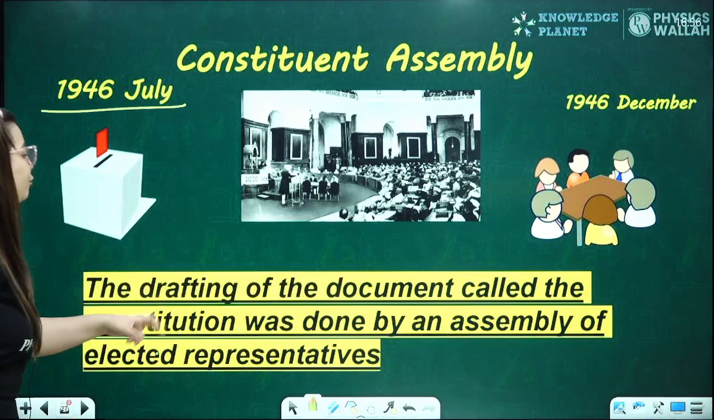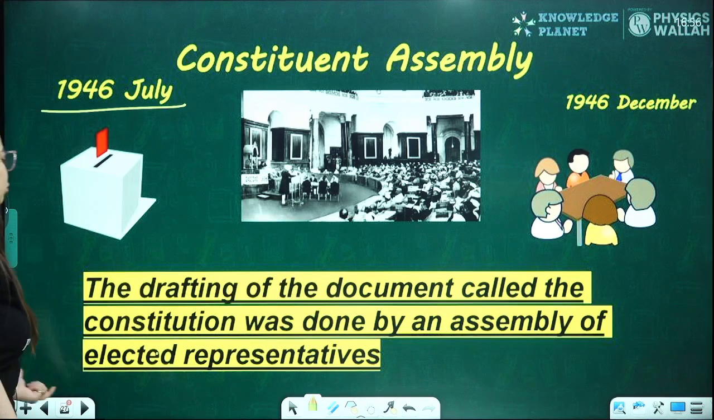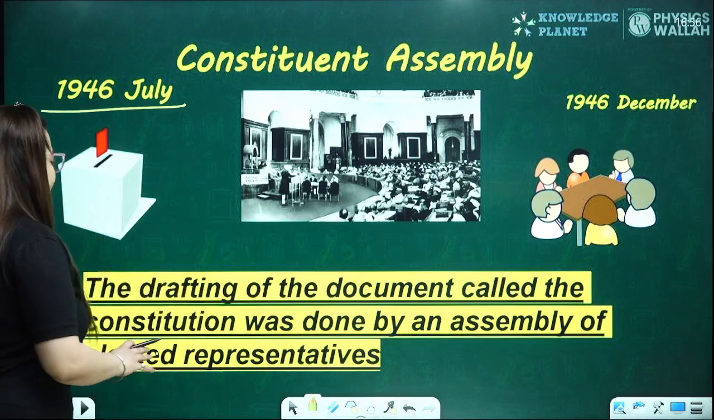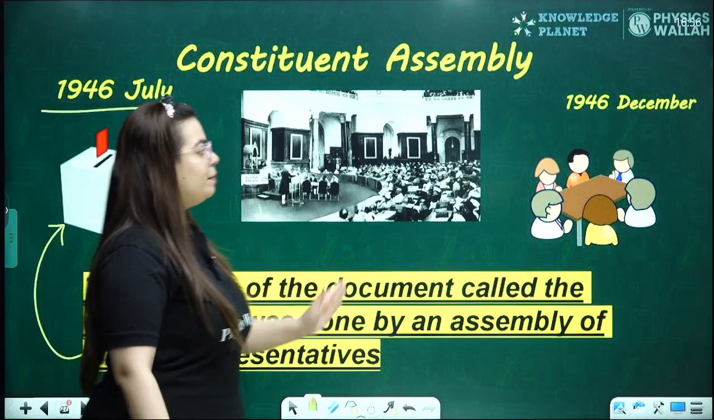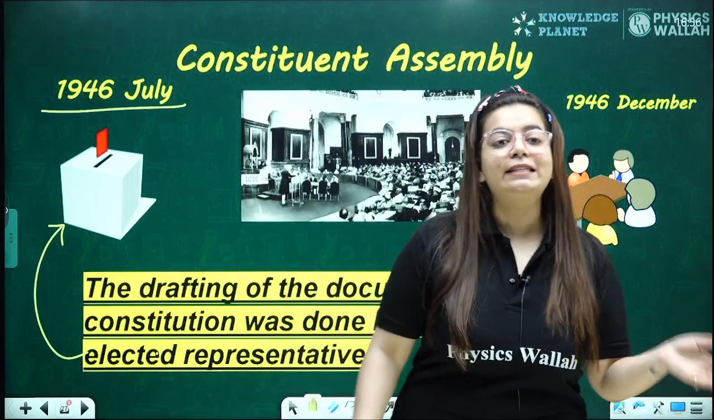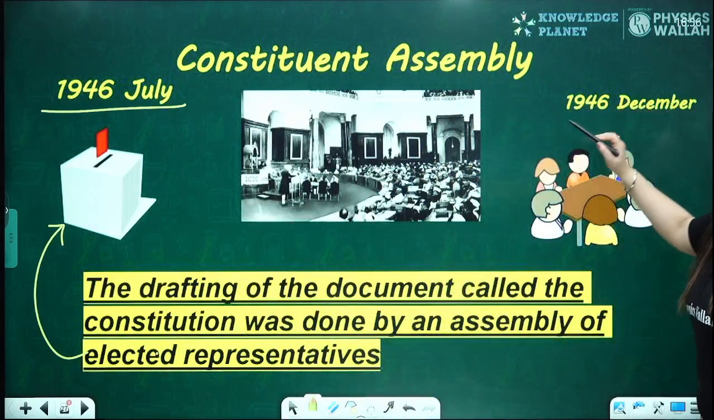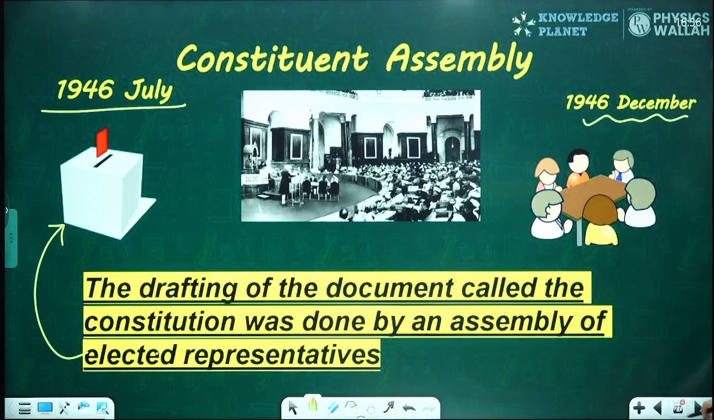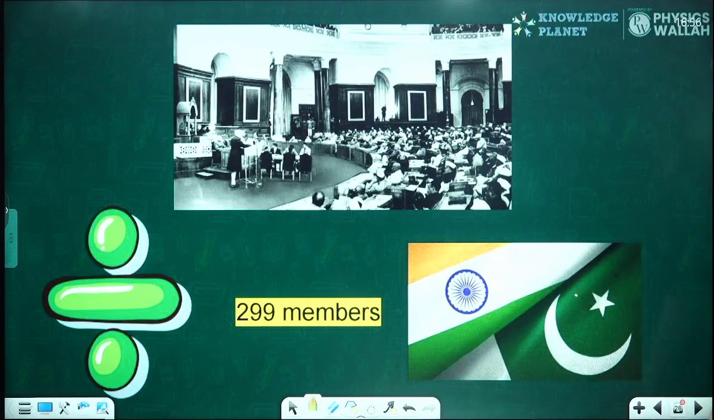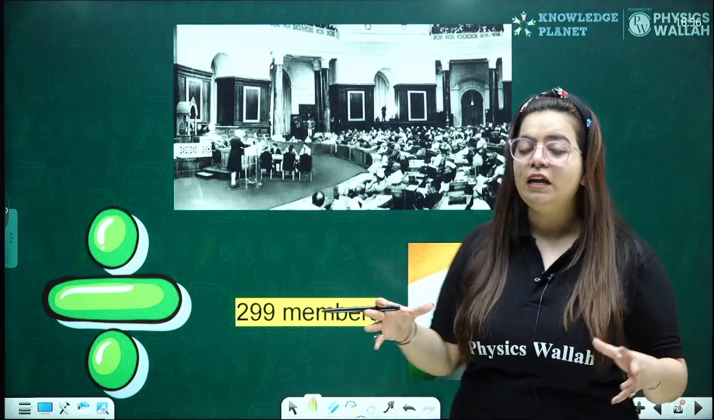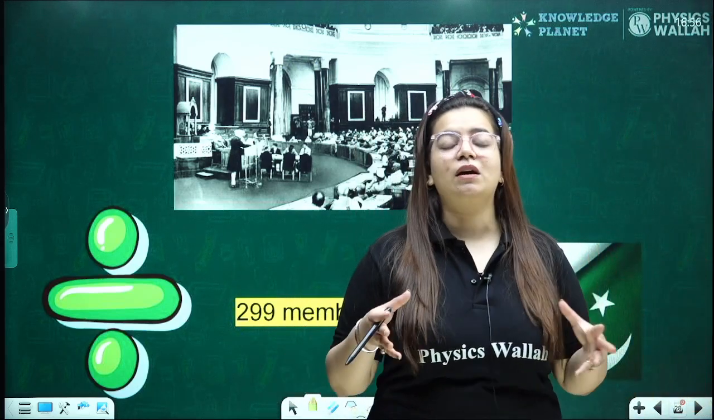The drafting of the document called the constitution was done by an assembly of elected representatives. These are all elected representatives, and the second meeting happened in December 1946. So the first meeting was in July and the second in December. Elections were held, and then what happened? Soon after this Constituent Assembly was built, partition happened. This was again a very sad blow for India. Partition happened between India and Pakistan.